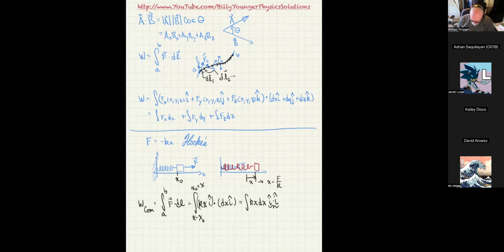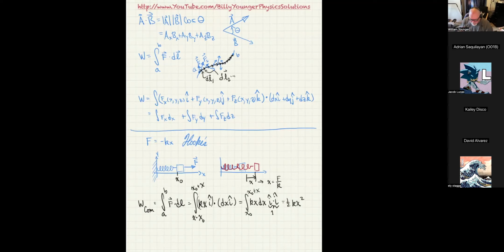So if I take the dot product of I hat dot I hat, as I said, that becomes 1 times the cosine of 0 degrees. And of course, that is equal to 1. Okay? Now I can just get rid of that completely because it's just 1. And I now know that the integral of kx dx is 1 half k x squared.